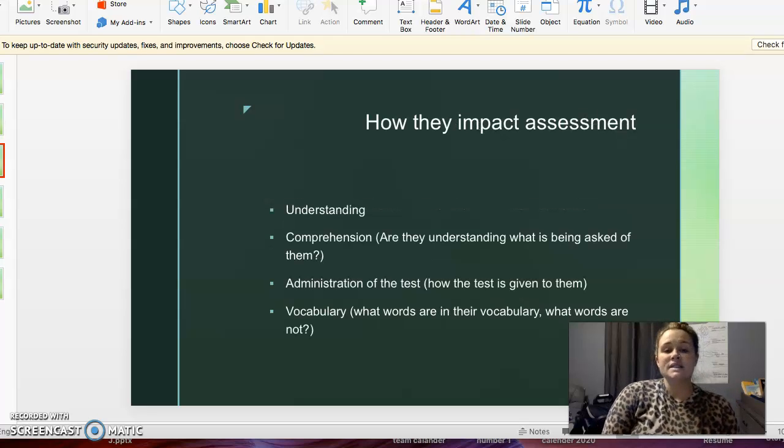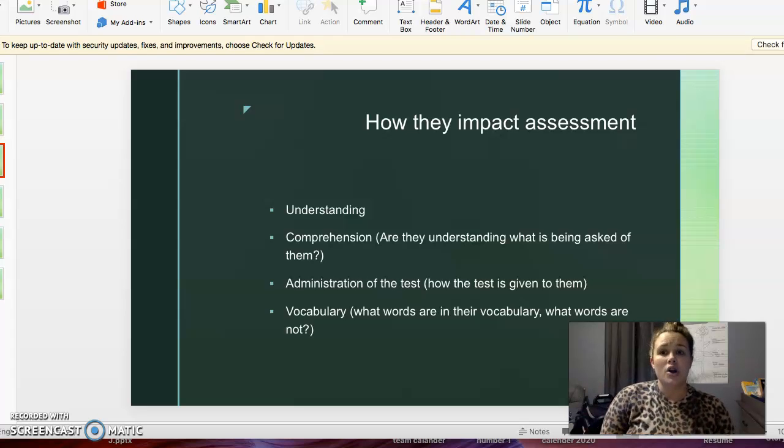So how might differences in dialect impact assessment? They can definitely impact the understanding. I think as a future educator, this is something that has to be taken very seriously, because I might be giving a test and my student might be doing badly on the test and I might not understand why. They might not be understanding my directions. They might not be understanding the vocabulary I use, and they could even not understand the questions that I am asking. So this is something that teachers should be on the lookout for when giving assessments.